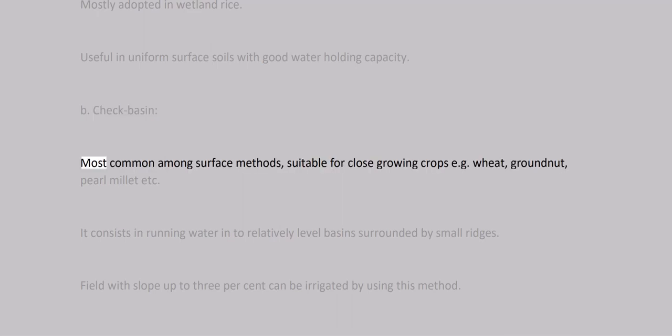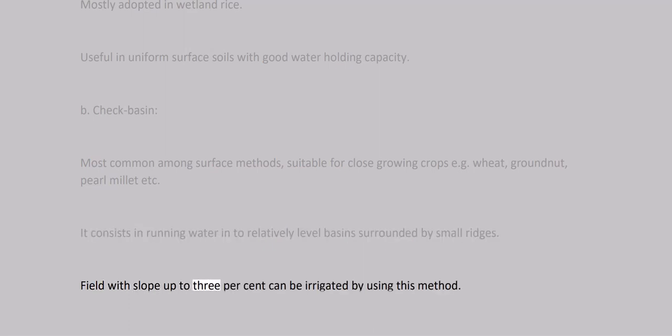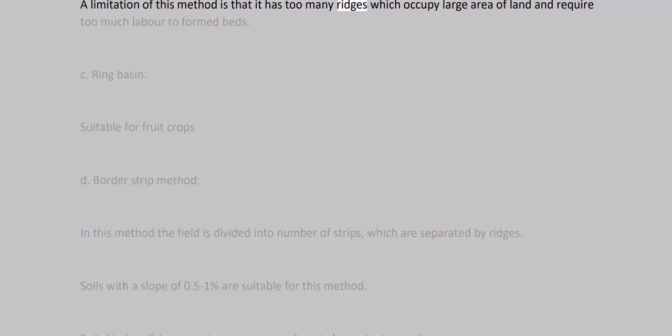B. Check basin, the most common among surface methods, suitable for close-growing crops, e.g. wheat, groundnut, pearl millet, etc. It consists of running water into relatively level basins surrounded by small ridges. Fields with slope up to 3% can be irrigated using this method. A limitation of this method is that it has too many ridges, which occupy a large area of land and require too much labor to form beds. C. Ring basin, suitable for fruit crops.